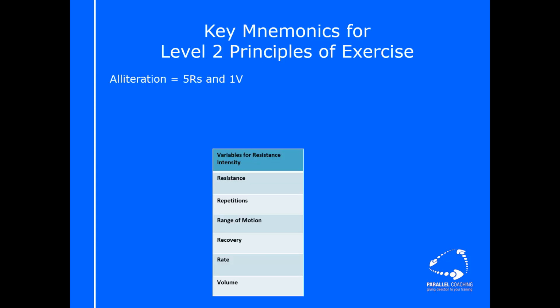First of all, alliteration. Alliteration is when the word starts with the same letter. So you have a series of words and they all start with the same letter. That's alliteration. So we have one in principles that we use for the variables of resistance intensity that we call 5 R's and 1 V. Now the alliteration here is that there are lots of words all beginning with R, and the rule for this is there are 5 R's and 1 V. Now these are basically how you can increase and reduce intensity for any resistance exercise.